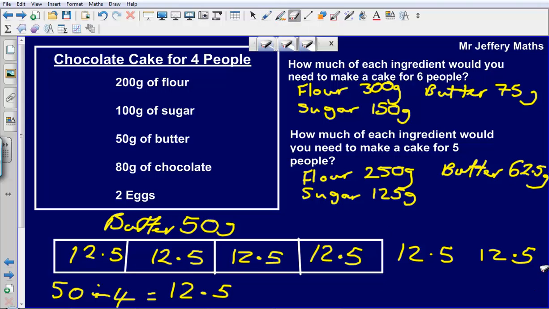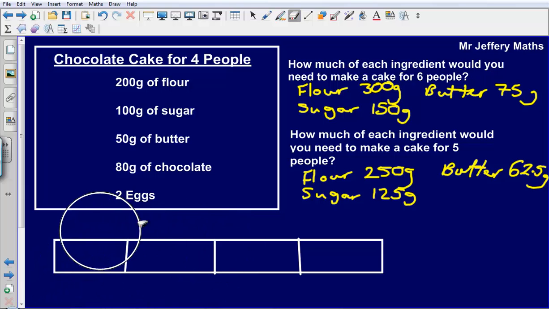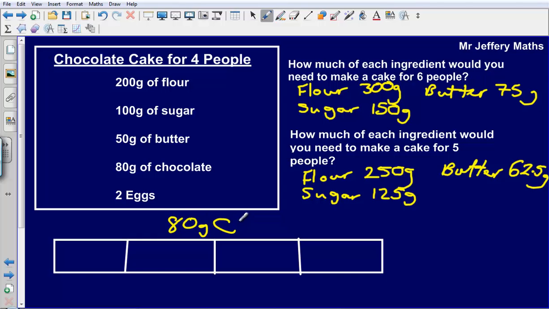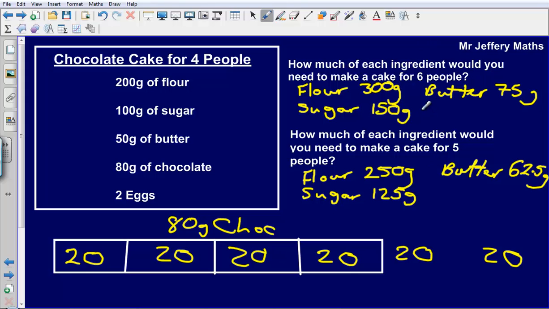Next one, chocolate. Hopefully you're seeing the pattern that's forming here. So for chocolate, 80 grams. 80 grams split 4 ways is going to be 20 on each. And so that means I need an extra 2 20s for 6 people. So for chocolate, I'm going to need 120 grams for 6 people. For 5 people, well, I only need 5 of those 20s. So for 5 people, it's going to be 100 grams.